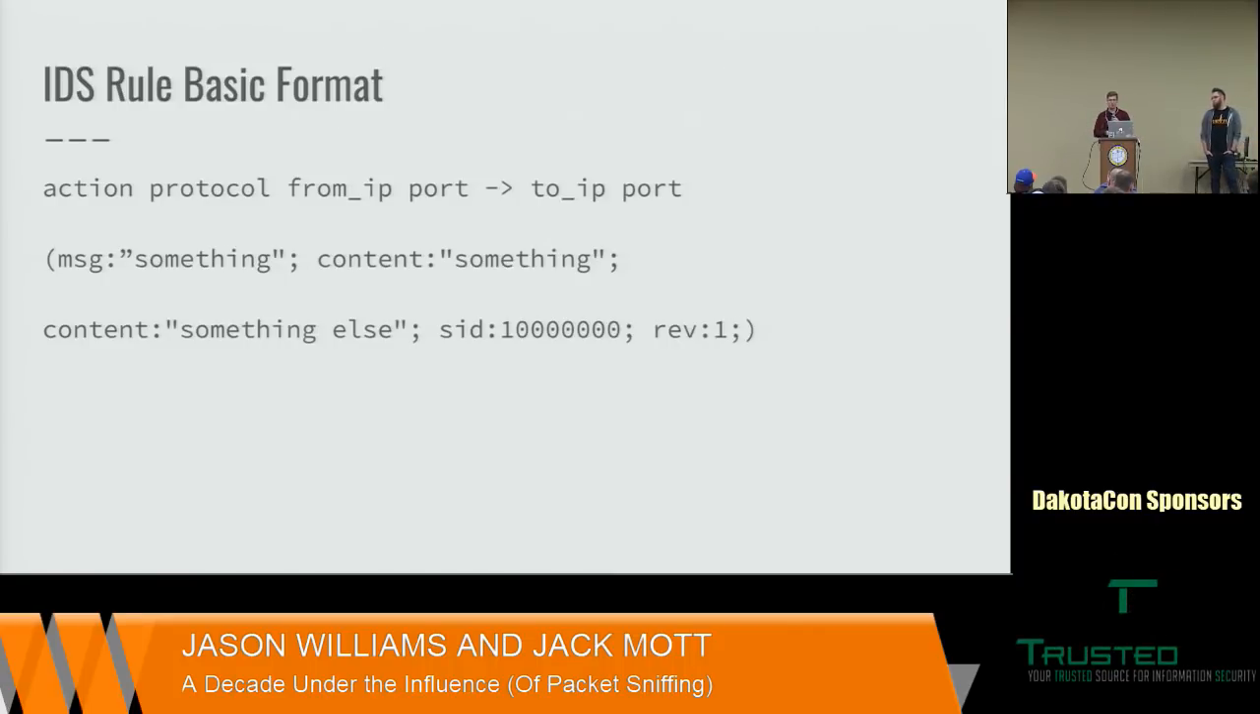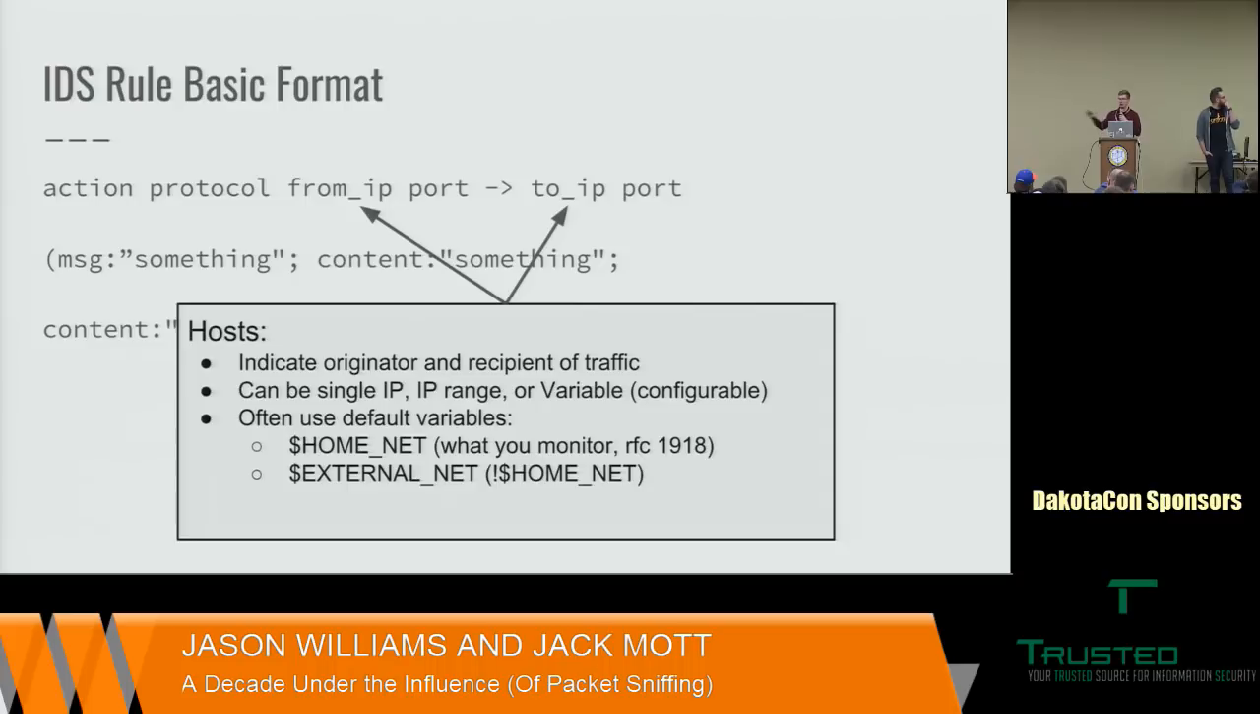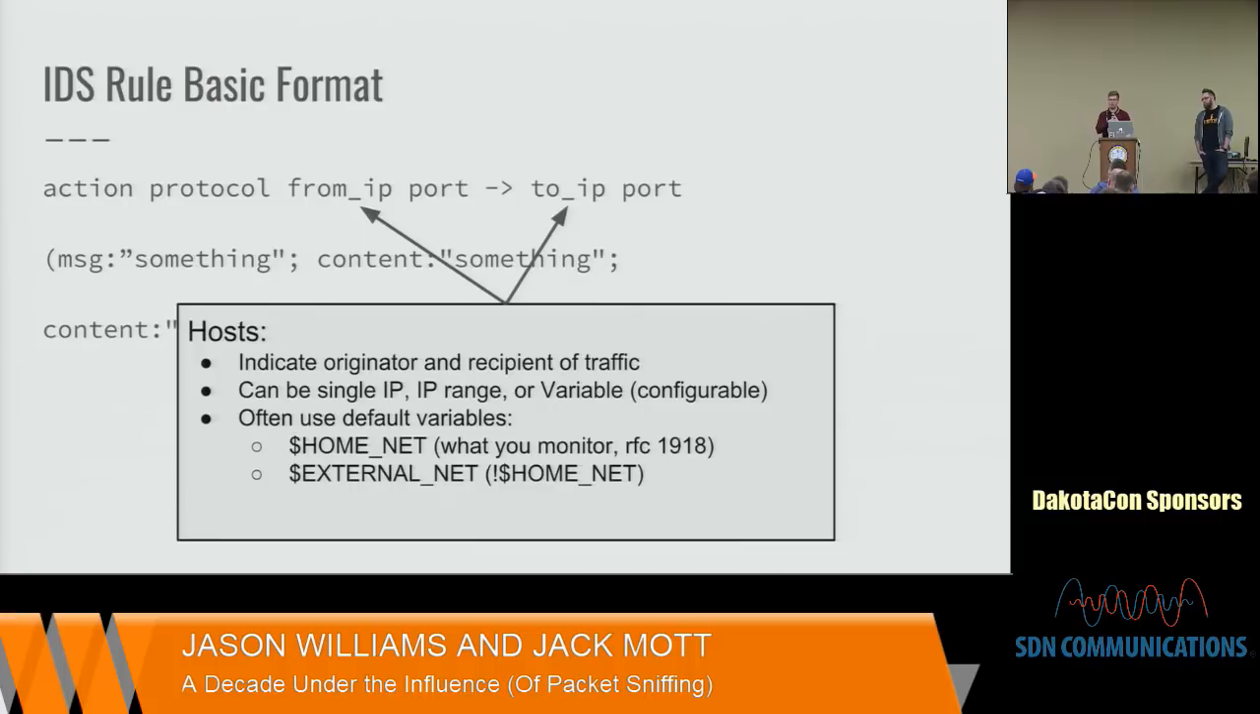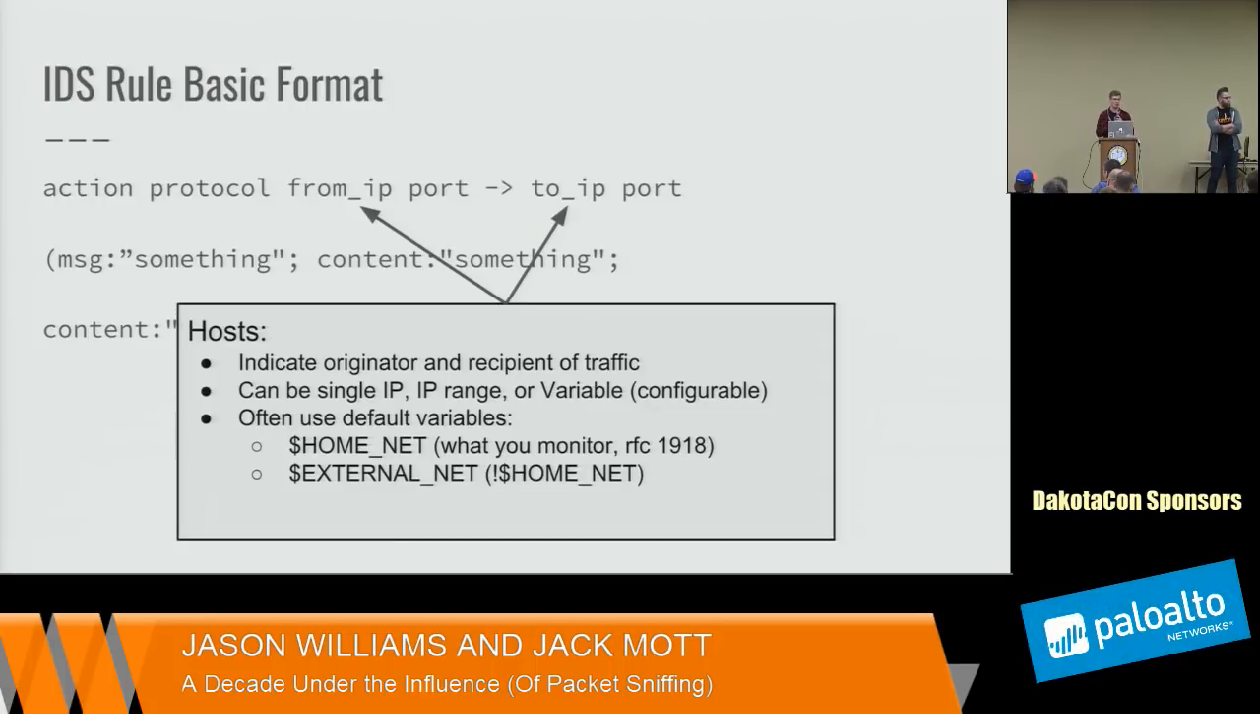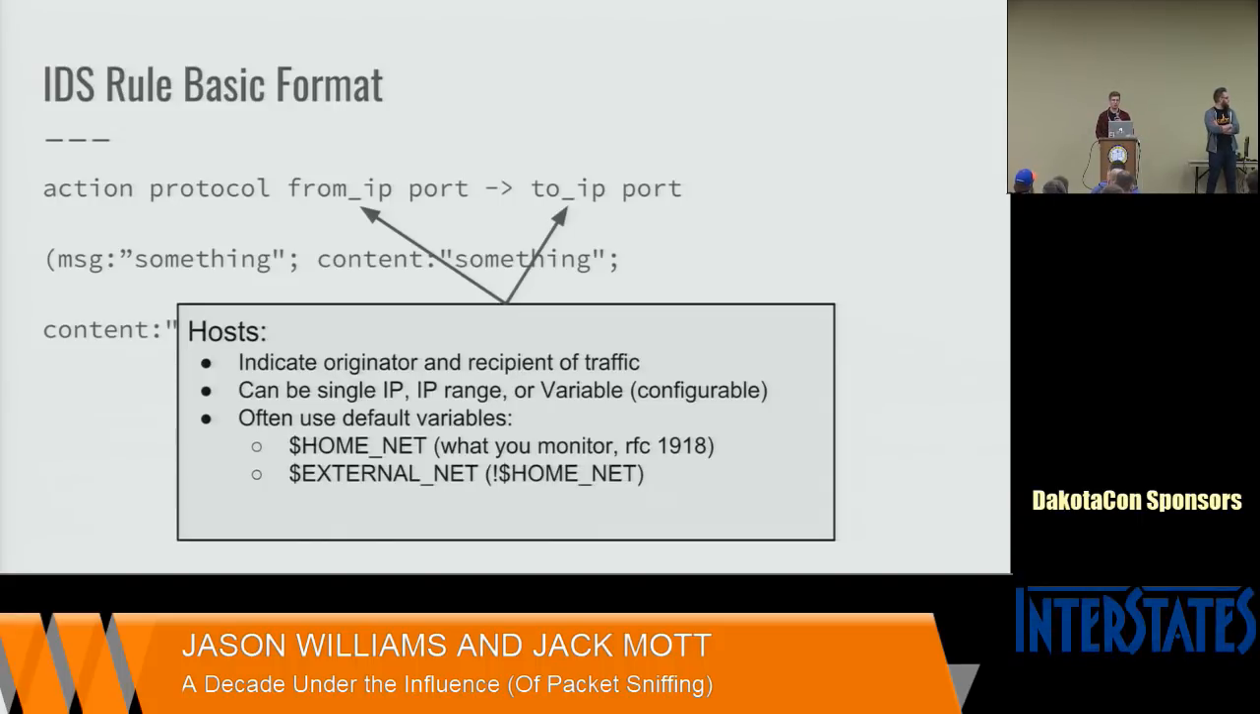So after giving it an action and a protocol, we want to talk about who's talking to who and how. This is where we indicate who started the conversation and who they're talking to. This can be a single IP address, an IP range, or a variable. We saw that in the screenshot of the YAML configuration. We have our home net variable, which is your typical RFC 1918 internal networks, and then external net, which is basically not what's in your home net. So if we wanted to say a person in accounting's computer is talking to an evil website in Russia, we would say it's our home net talking to the external net, right?